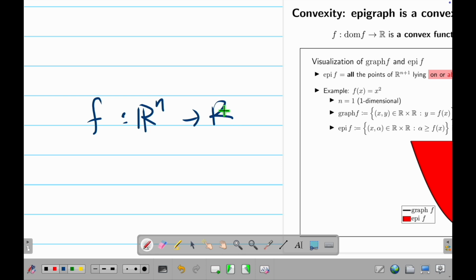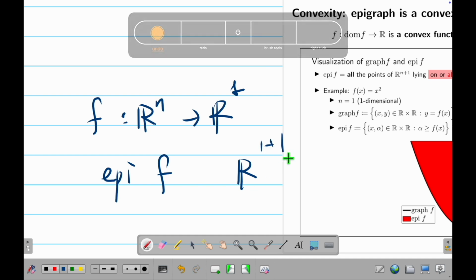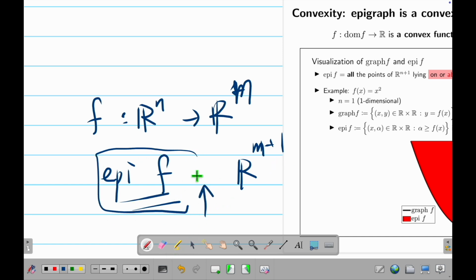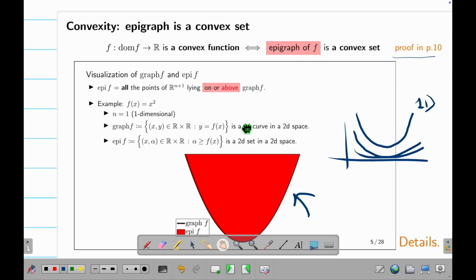In other words, if f is R^n to R, this is 1. The epigraph of f is something in R^(n+1), so actually it's n plus 1. Suppose I have R^m, then the epigraph will be m plus 1. So the epigraph is somehow the dimension increased by 1. And then we study the convexity here using convex sets. That's the idea. So what's the detail?